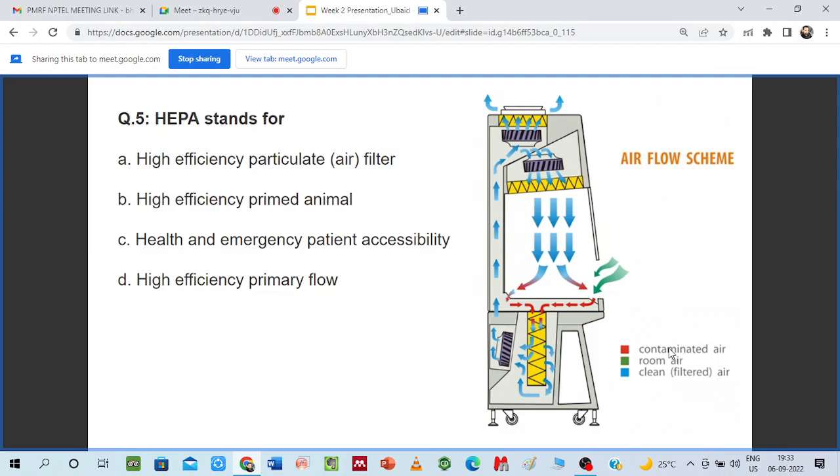So here in this picture, it is also shown that this is contaminated air, which may contain dust particles and viruses. But when it is passed through the HEPA filters, the clean filtered air is supplied in the working area.